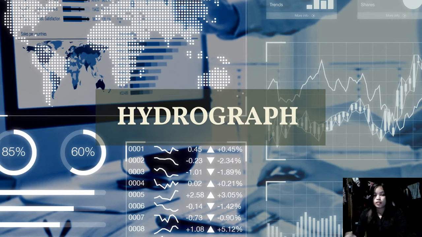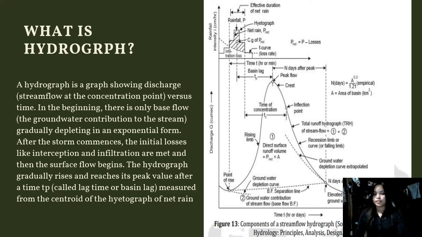So that's it. So let's proceed to the hydrograph. So what is a hydrograph? A hydrograph is a graph showing discharge or stream flow at the concentration point versus time. In the beginning, there is only base flow, or the groundwater contribution to the stream, gradually depleting in an exponential form. After the storm commences, the initial losses, like interception and infiltration, are met, and then the surface flow begins. The hydrograph gradually rises and reaches its peak value after a time TP, or lag time or basin lag, measured from the centroid of the hydrograph of net rain.